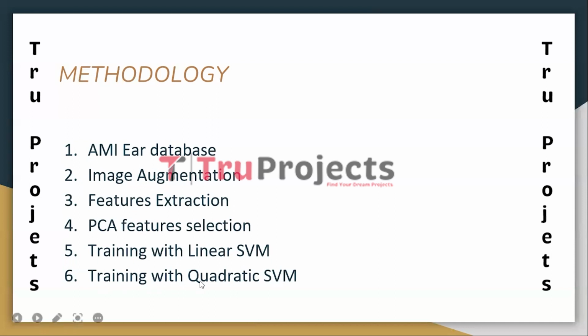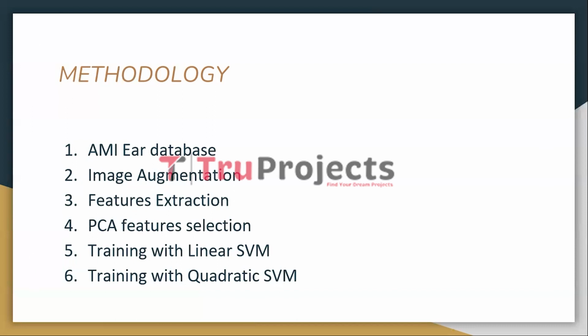And the sixth module is training with quadratic SVM. Similar to the previous module, the features extracted from the PCA are trained using the quadratic SVM model in this module. The quadratic SVM algorithm is known to offer improved accuracy compared to the linear SVM approach. The test data is applied to the trained quadratic SVM model for prediction, and the accuracy is calculated by comparing the predicted output with the actual test data.